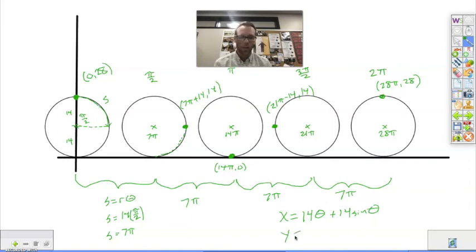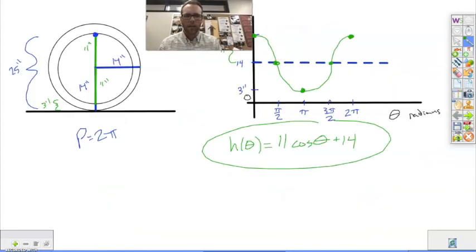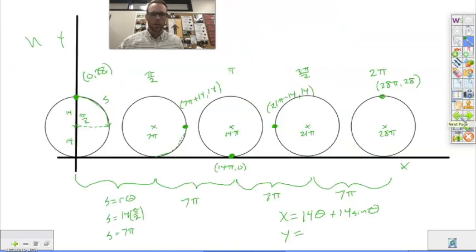Okay. Now, how about the y-coordinate? Well, let's just think about this here. Our y-coordinate is our height. So we need to figure out our height in terms of the angle. And haven't we already done that in this problem? Let me go back. Here it is right here. Here I asked you to write an equation for the height given the angle theta. That hasn't changed. Now here it was 11 because we were doing the point inside, not the edge of the circle, but it's 14 cosine of theta plus 14.